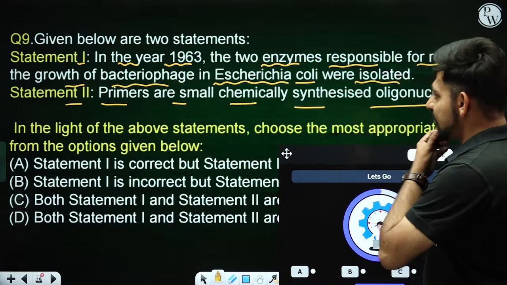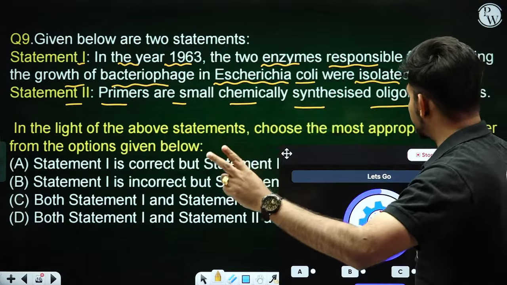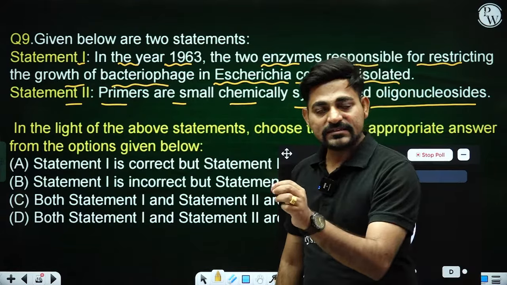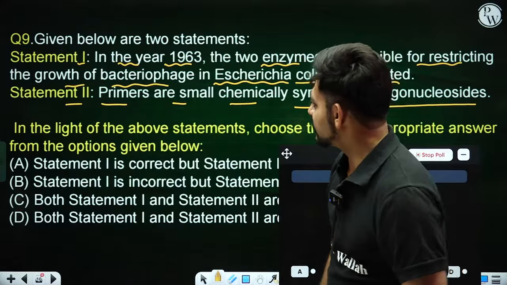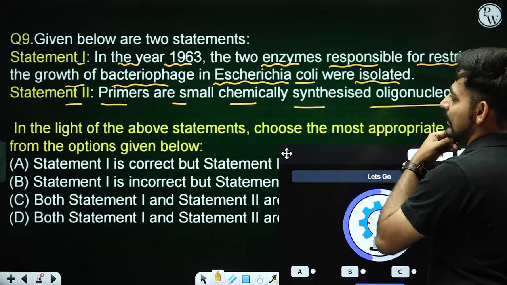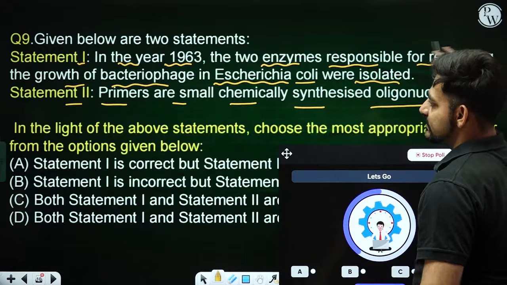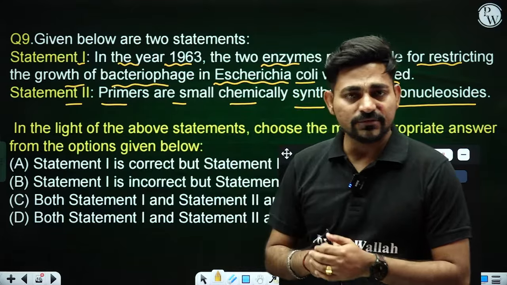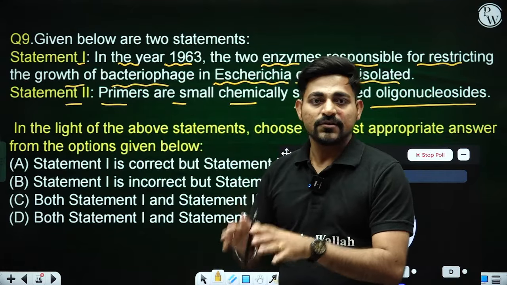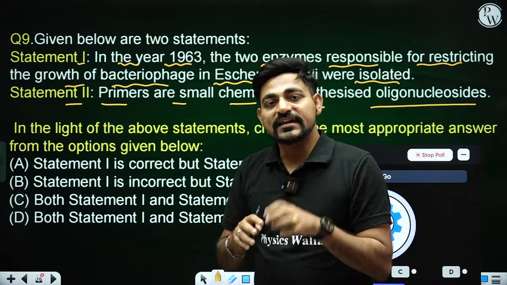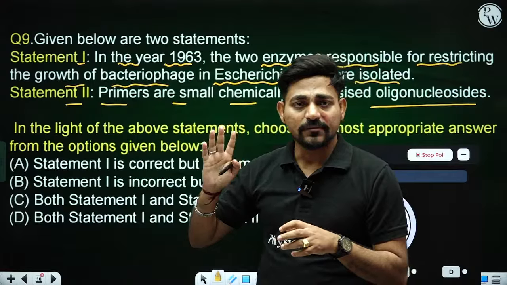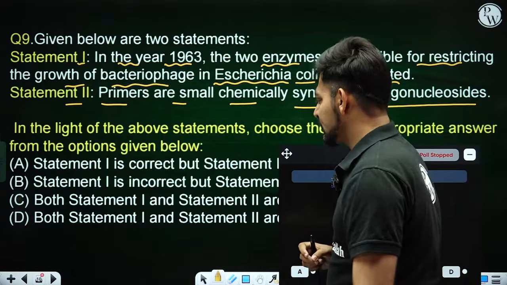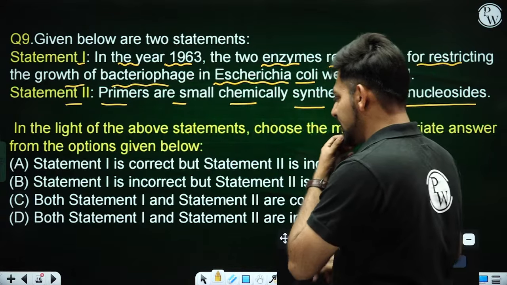In the year 1963, two enzymes were isolated from E. coli bacteria. One is called methyl transferase, another is called restriction endonuclease, right? Both of them are responsible for restricting the growth of bacteriophage. One cuts the DNA, that is restriction endonuclease, and the other, methyl transferase, methylates the own DNA to save the bacterial DNA from the attack of the viral DNA. So I am getting the answer as option B. People are saying that statement 1 is incorrect.